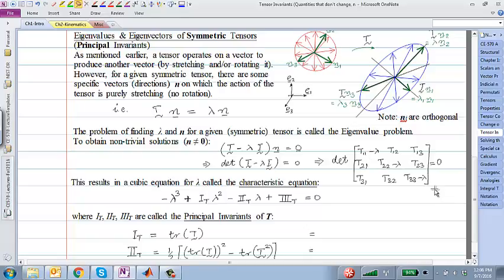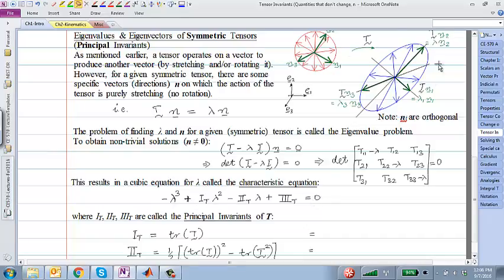Third order indeed, because if I try to take the determinant of this, I would have T11 minus lambda times T22 minus lambda times T33 minus lambda and some other terms, which will lead me to something called the characteristic equation. This characteristic equation itself is an invariant. No matter which coordinate system you choose, you are going to get the exact same equation.